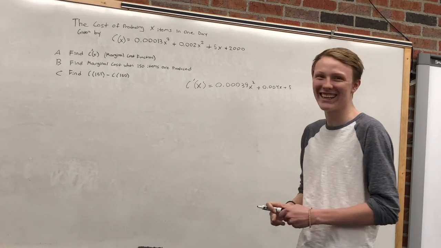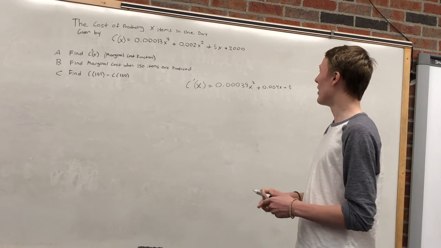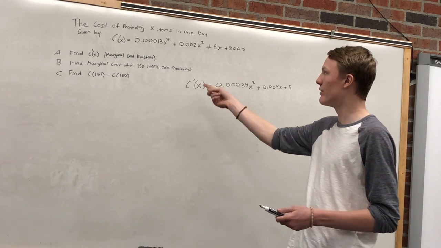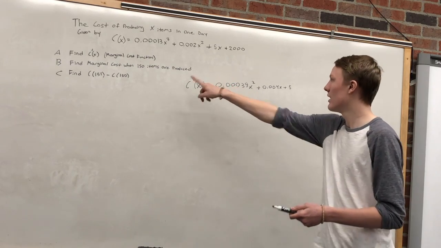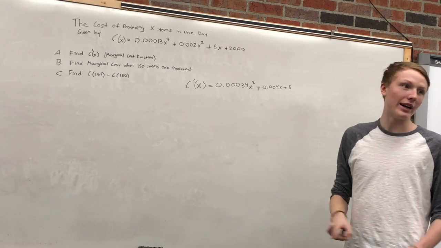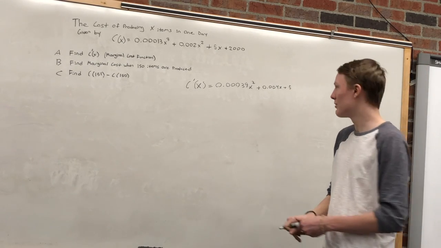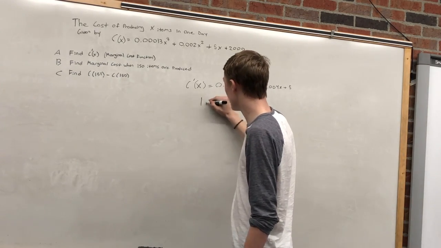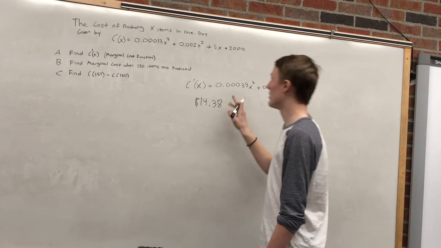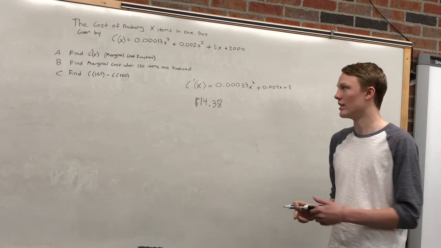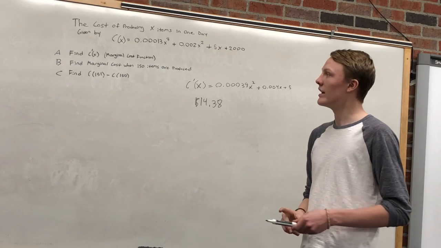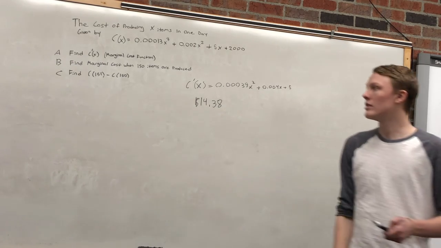Okay, and so that's your marginal cost function, and then to find it when 150 items are produced, you plug 150 in for x, and then add 5, and that's $14.38. So that's what you get from there. Use a calculator, obviously.